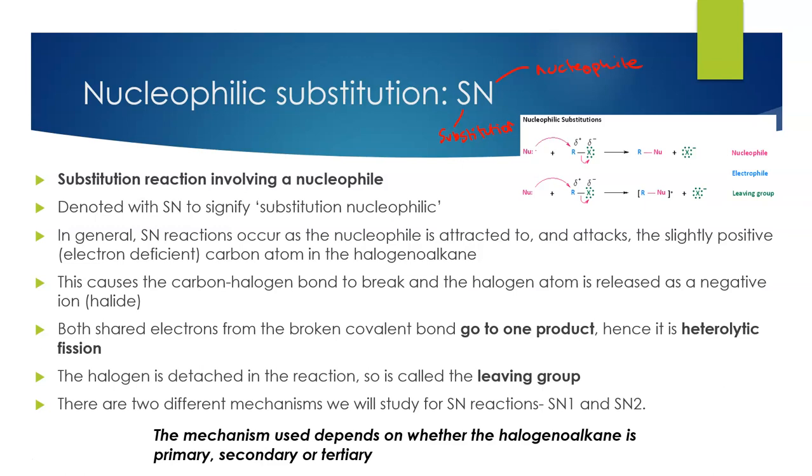There are two different mechanisms, SN1 and SN2, and we need to be able to draw these and explain the process and the stereochemistry of each reaction type. The mechanism used depends on whether the halogenoalkane is primary, secondary, or tertiary.